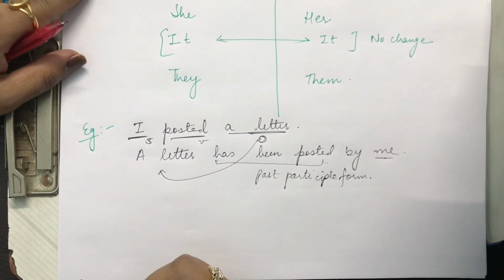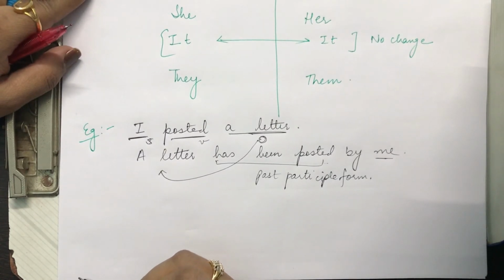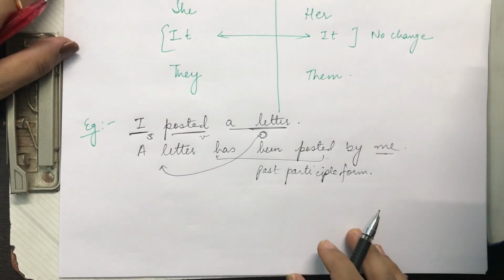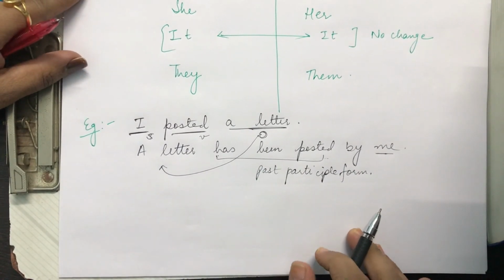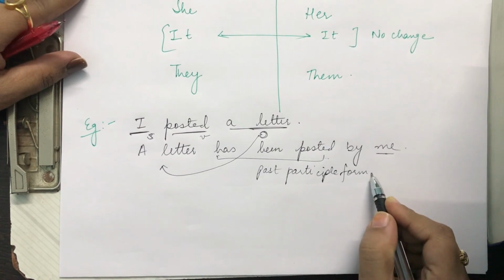I think it is really very important to look into the pronoun forms and the rules. After learning the rules, it would be very easy for everybody to convert the sentences from active voice to passive voice and vice versa.